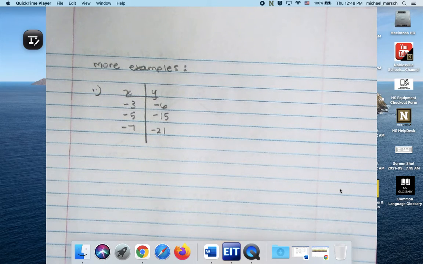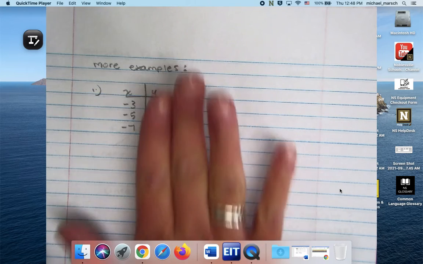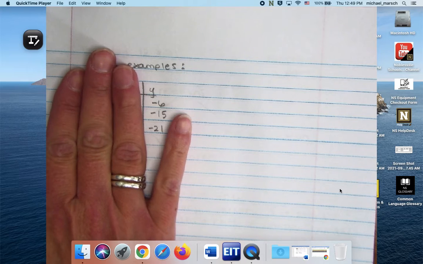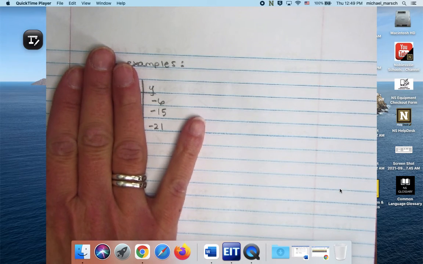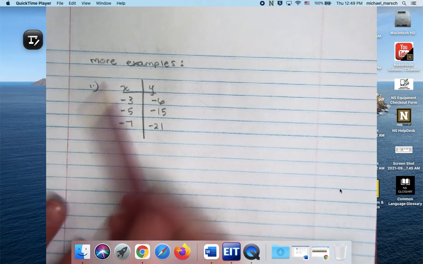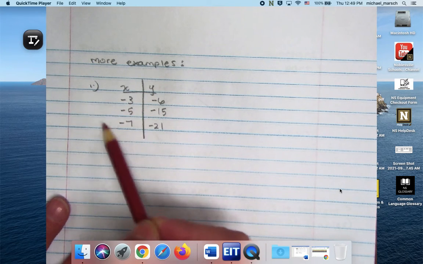Okay, so when I look at this table, we're not looking for a rule at this point. We're looking to see if the x's have their own constant rate of change and if the y's have their own constant rate of change. If they each have their own constant rate of change, then it's considered linear. So what is happening between each x value?